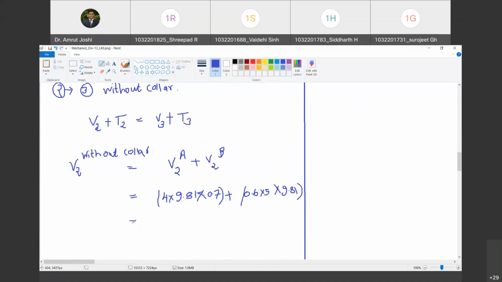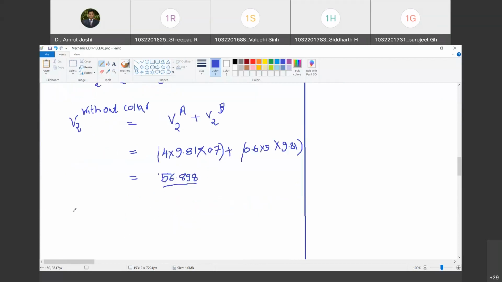So let us try to find out how much this is. 4 into 9.81 into 0.7 plus 0.6 into 5 into 9.81. This turns out to be 56.898. This must remain preserved. Now let us calculate T2 without collar.